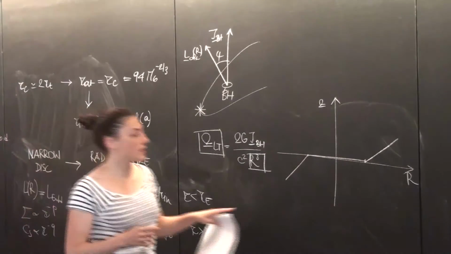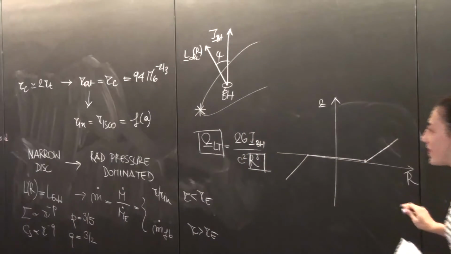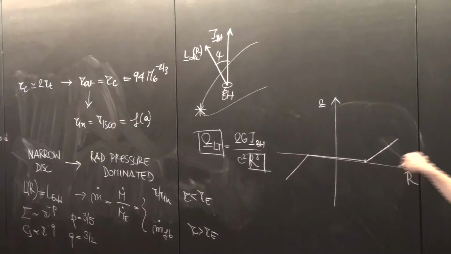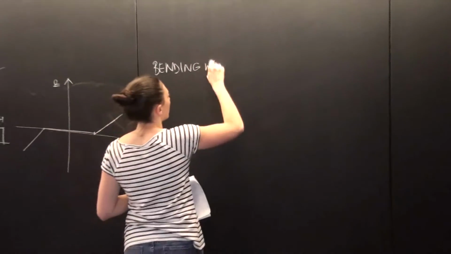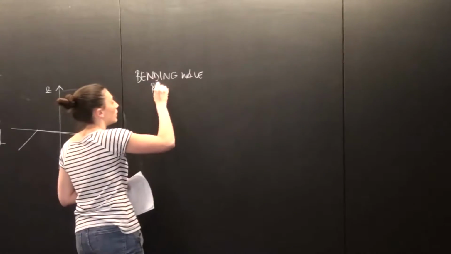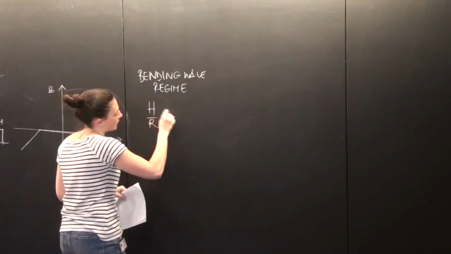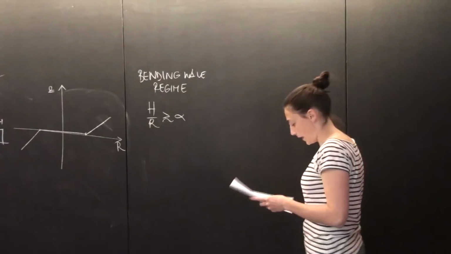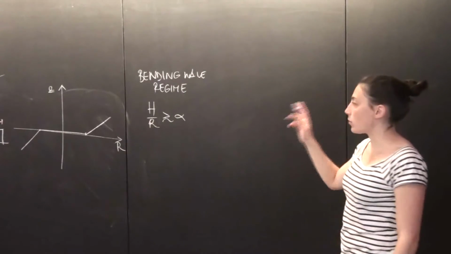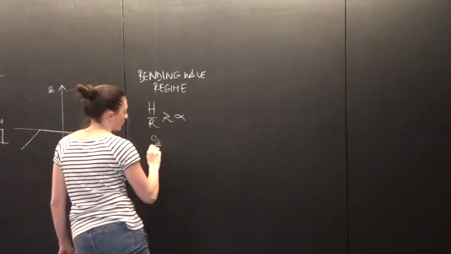Okay, since the disk is thick, the warp disturbances propagate inside the disk in the so-called bending wave regime. And this regime is defined basically by the fact that the aspect ratio is greater than the viscous parameter. So in this regime, the warp propagates as a bending wave with half of the speed of sound.